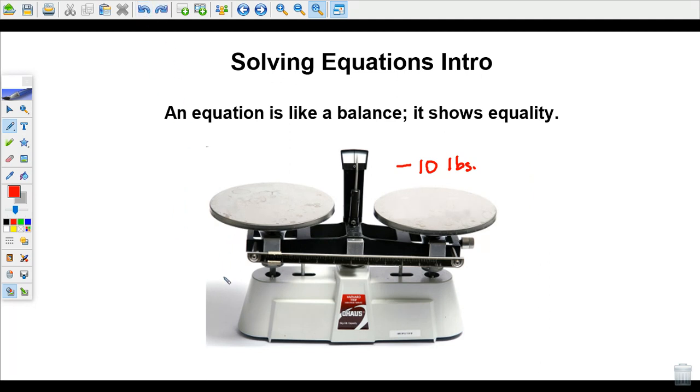Now, let's change things a little bit. Think about how I could keep it balanced. If I subtract 10 pounds from this side, how could I keep this balanced? I hope you're thinking, well, just subtract 10 pounds from the other side, and that will keep it balanced. If I subtract the exact same amount on each side, then the balance stays level. Similarly in an equation, if you subtract the exact same amount on both sides of the equation, your equation stays equal, stays balanced. Okay, so just remember, an equation is like a balance. It just shows equality on two sides. In the equation, it's on each side of the equal sign.